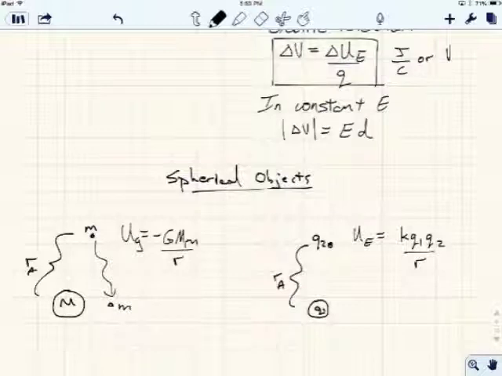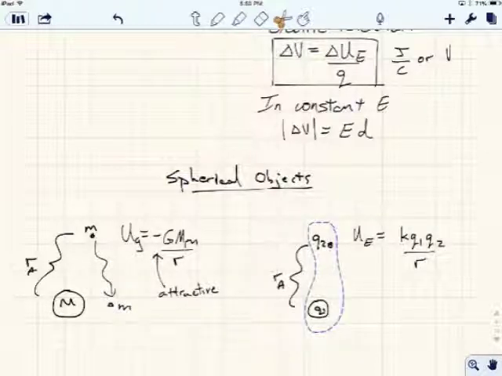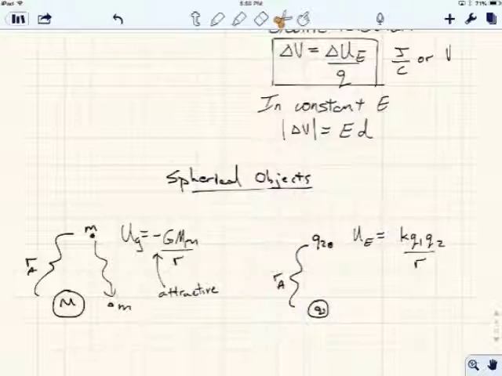In the gravitational potential energy equation, the negative sign represents an attractive force, so that as you bring the small mass closer and closer to the big mass, the gravitational potential energy gets smaller and smaller. Now, because electrostatic force can be both attractive and repulsive, the case where you have an attractive force is when either Q1 or Q2 is negative and the other one is positive. Then the negative sign would naturally come into the equation based on the sign of each of these charges.